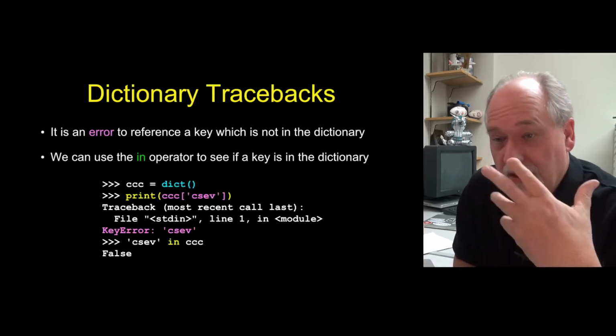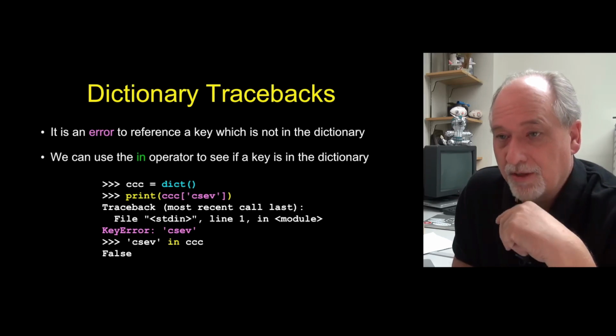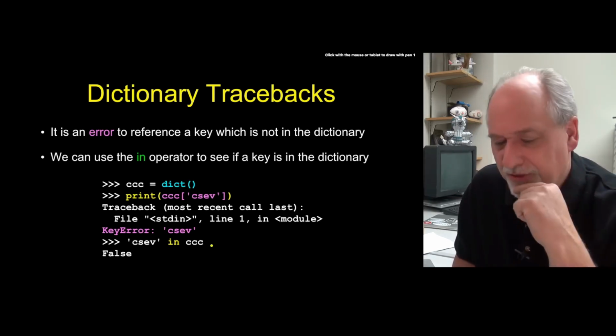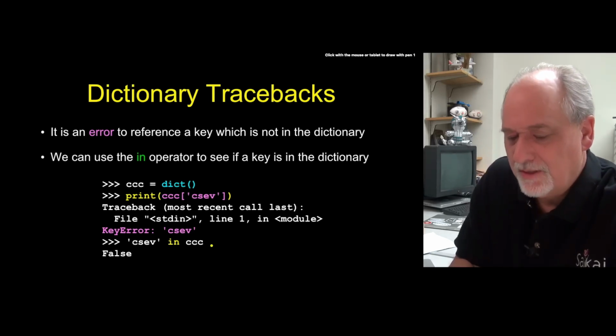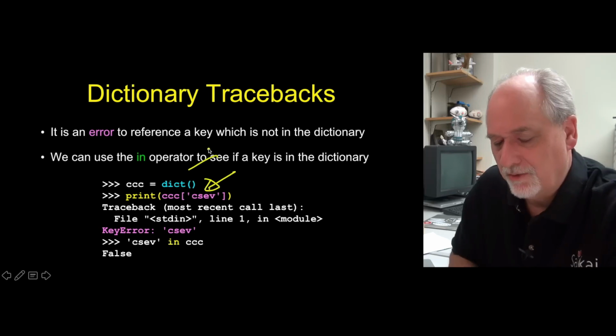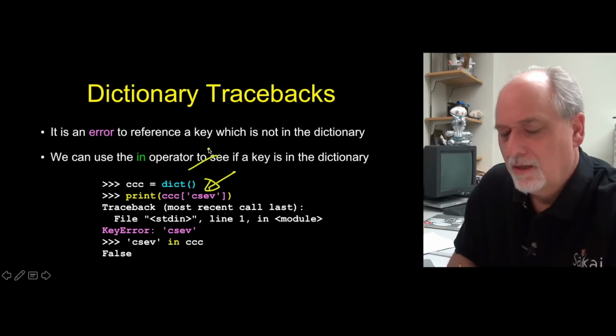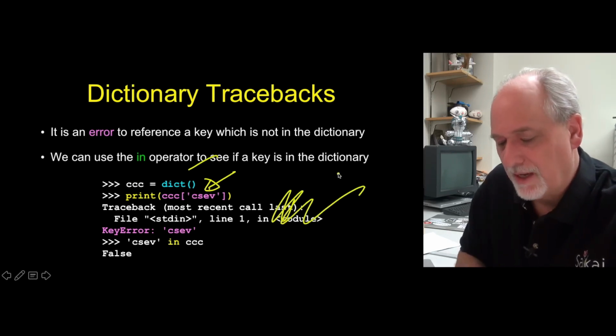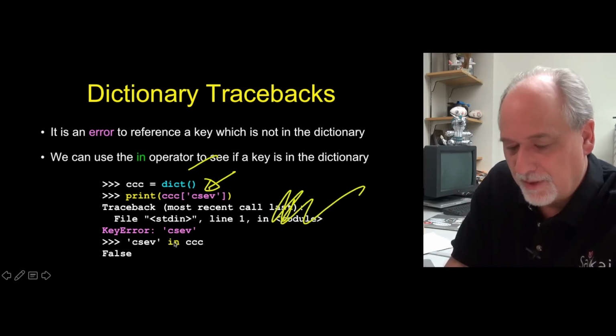The problem with dictionaries is, like everything in Python, there are rules about what you can and can't do. And one of the kind of frustrating things about dictionaries is that you can't just look for a key that doesn't exist. So this is a fresh, brand new dictionary. We do a constructor there, and we print out counts sub CSEV, and boom, it blows up. And that's bad. But we can solve this with the in operator.